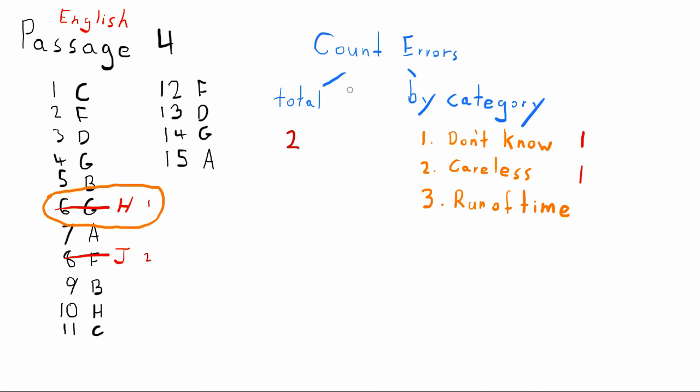So you're going to want to count your errors, count the total for the exam, and count them by categories, which is going to require that you revisit each question that you missed and ask why you missed that question. Once you've done this, add together for the total exam, and then we'll talk about how to study.